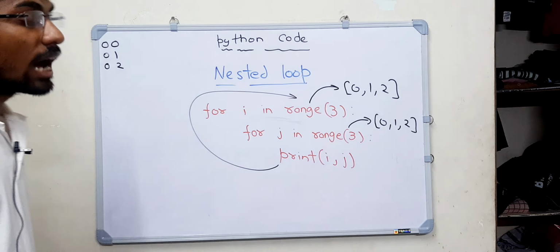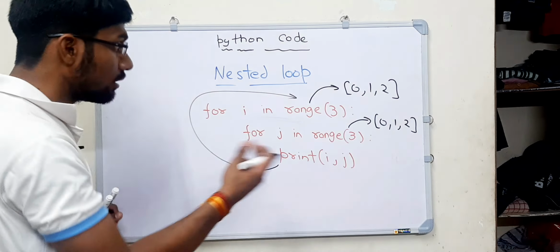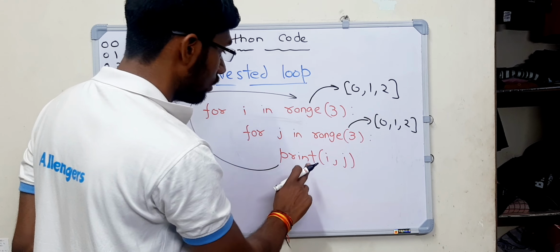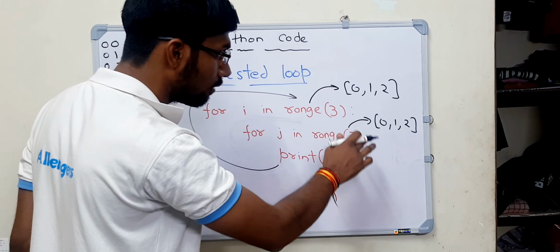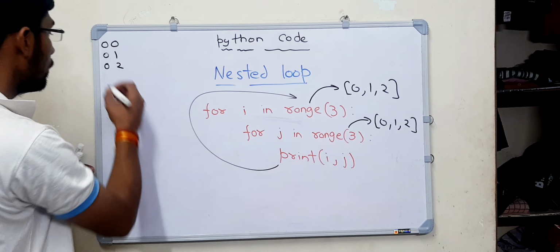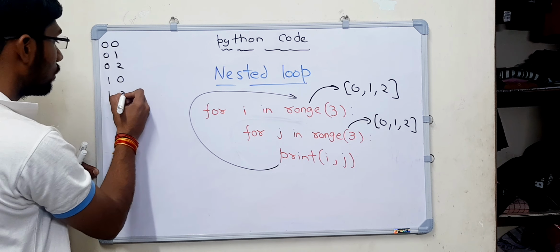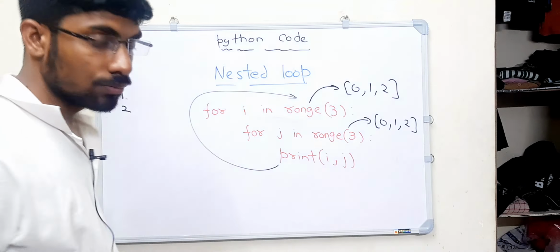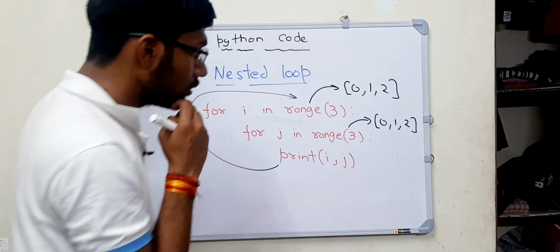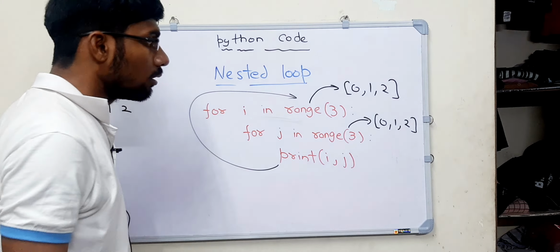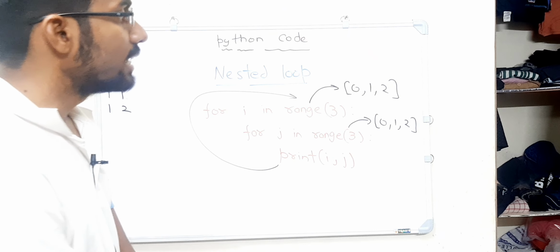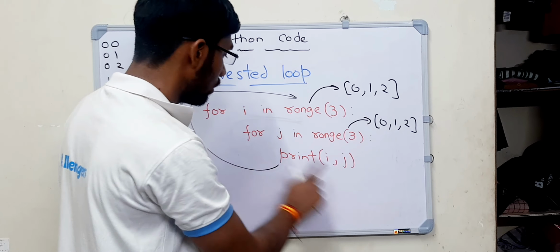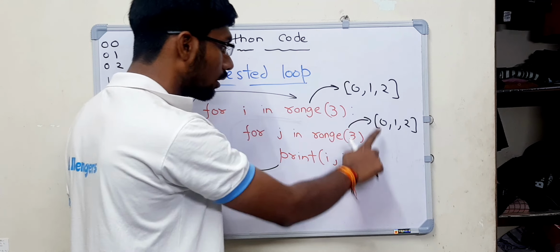Now my i will take value 1. So i will take value 1 and it will come to this inner loop. In this inner loop, j will take value 0, 1, 2. So output will come out to be 1, 0, 1, 1 and 1, 2. After the completion of this loop, again the control will go to the outer loop and i will take value 2 and this loop will again run.